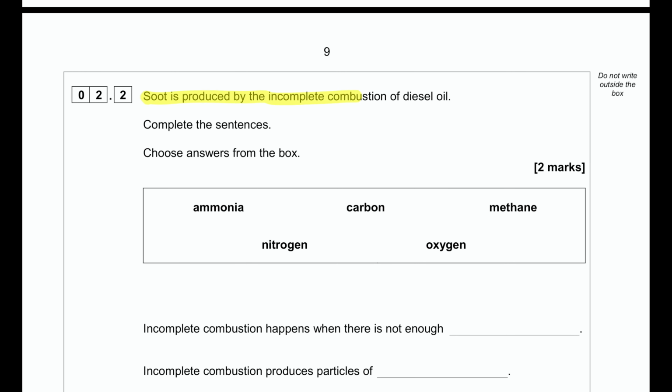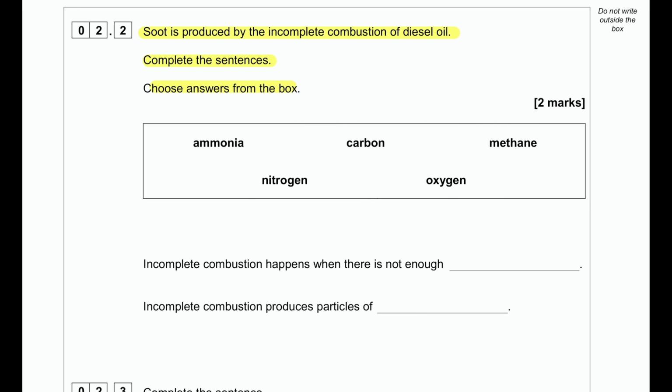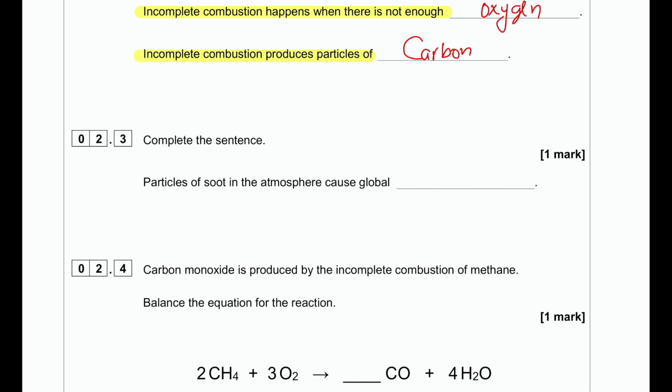Soot is produced by incomplete combustion of diesel oil. Complete the sentences and choose words from the box. Incomplete combustion happens when there is not enough oxygen, because oxygen is needed for burning. Incomplete combustion produces particles of carbon, which are like dust particles. Complete the sentence: particles of soot in the atmosphere cause global dimming.